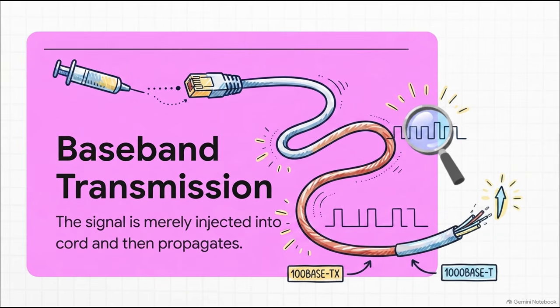In baseband transmission, the signal is literally just injected directly into the wire or the fiber cord, and then it simply propagates down the medium. There's this beautiful, clever simplicity to it. It doesn't require translating the data into some complex array of radio waves. It's just pushing raw electrical pulses or light flashes straight down the line.